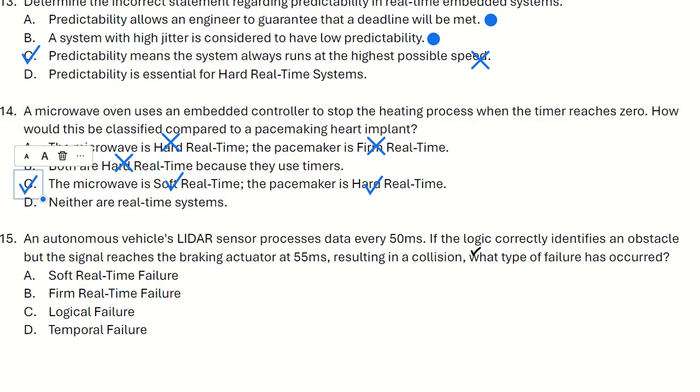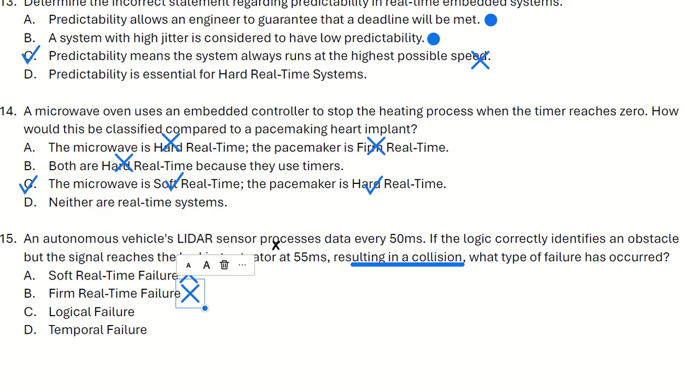So basically, we go back to the definition of a soft real-time system. A soft real-time system means that if it misses the deadline, everything is still okay and acceptable, correct? This one doesn't look acceptable now, because the collision happened. The accident happened. So it missed the deadline and the collision happened. So this is not the failure of a soft real-time system. This one is wrong. Firm is slightly the same as soft, so also not applicable, because it missed the deadline and the collision happened.